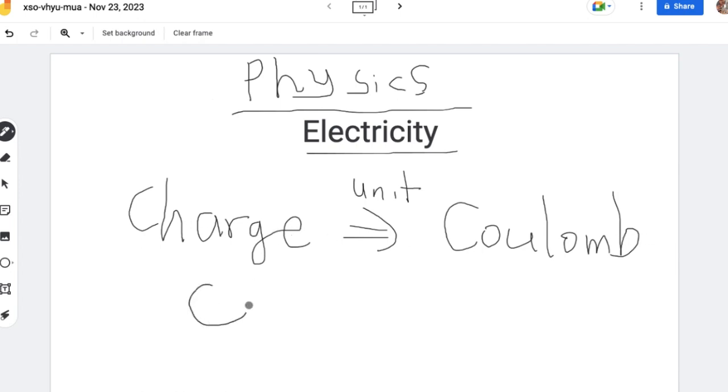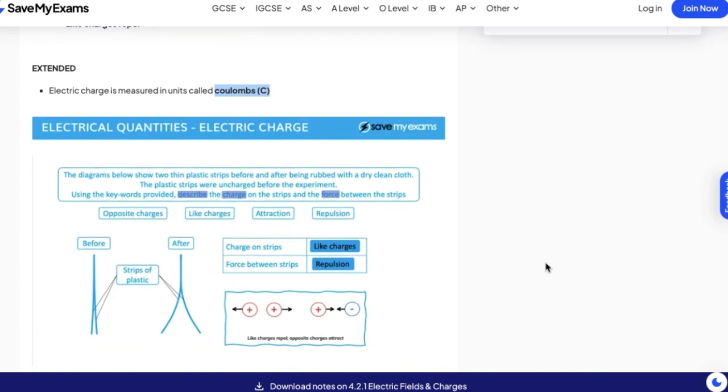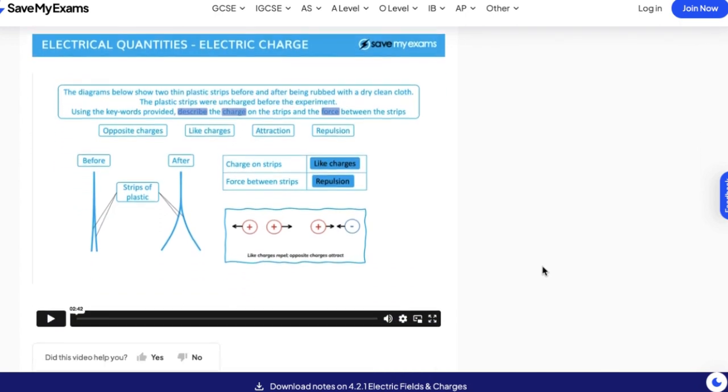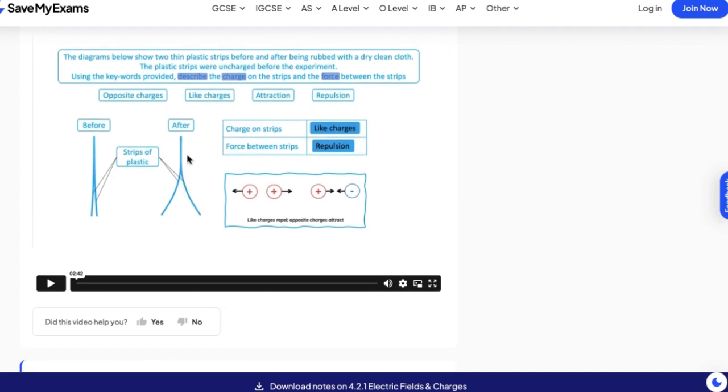We normally designate a symbol for charge. We use Q for charge, letter Q. And the symbol for the unit is C, capital letter C. This is the unit symbol, and this is the symbol of charge. Okay, electric charge. So we said that the unit of electric charge is a coulomb. Is that okay?